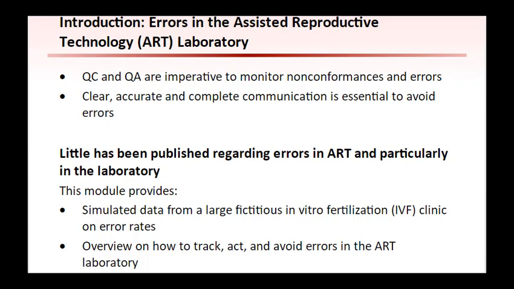Clear, accurate, and complete communication is essential in an ART laboratory in order to avoid errors. Errors in medicine have been identified as a serious problem in the United States and elsewhere. There have been numerous publications regarding error rates in hospitals and clinical labs. However, very little has been published regarding errors in ART, and particularly in the lab. This module will provide simulated data on error rates from a fictitious large IVF clinic and an overview on how to track, act, and hopefully avoid errors in the ART laboratory.